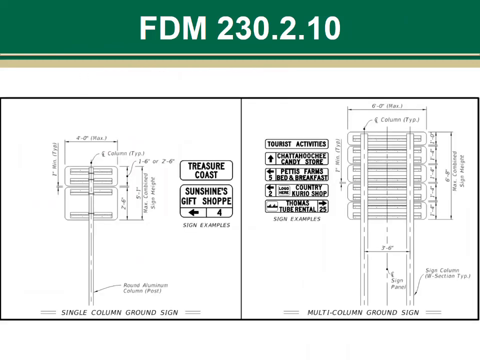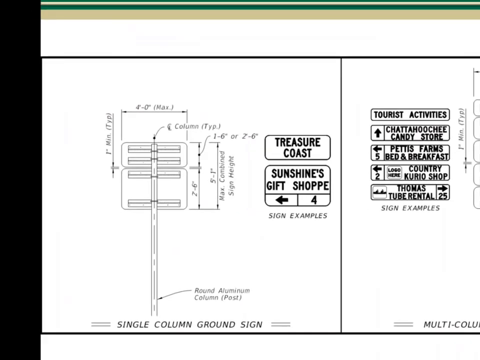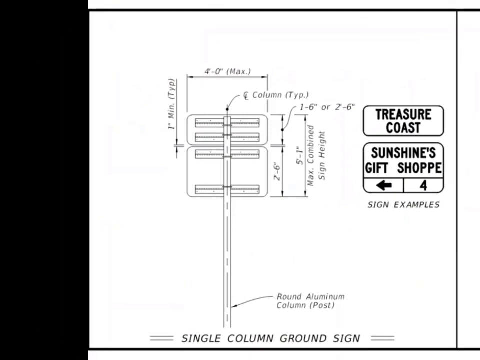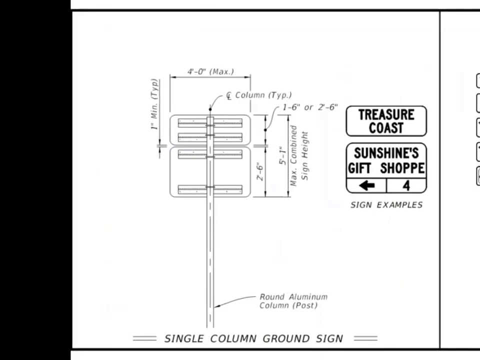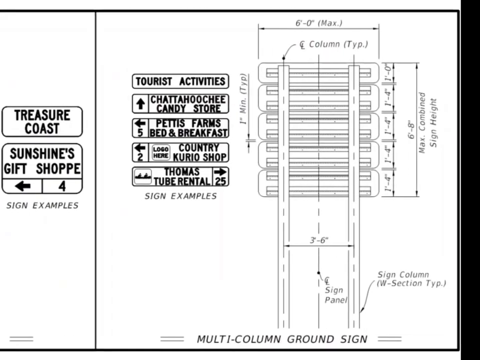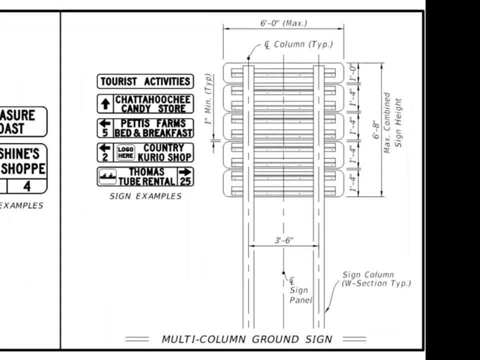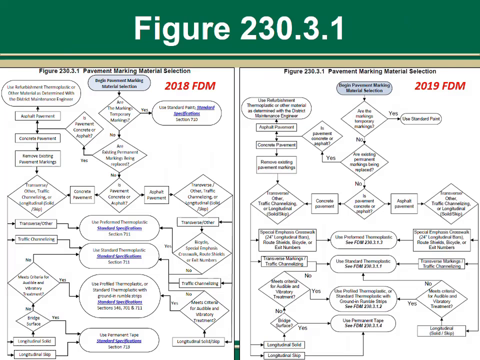The important details to note here are the maximum sign panel dimensions for the single column and the multi-column ground signs. As you can see here, for single column ground signs, the maximum sign panel dimensions are 4 feet wide by 5 foot 1 inch combined height. For a multi-column ground mount sign, the maximum panel width is 6 feet with a maximum combined panel height of 6 foot 8 inches.